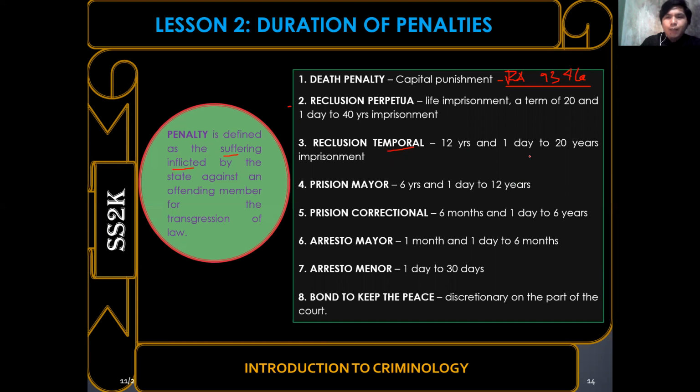Yung penalty, depende po doon sa crime na nakumit. Okay? Yan. So, reclusion temporal, that is 12 years and 1 day to 20 years of imprisonment. We have prision mayor, no? 6 years and 1 day to 12 years. Prision correccional, 6 months and 1 day to 6 years. Arresto mayor, 1 month and 1 day to 6 months. Arresto menor, 1 day to 30 days.